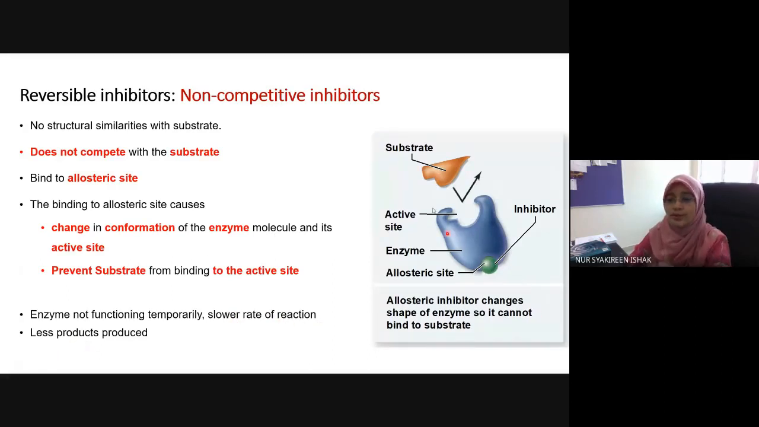So for this type of inhibition, you cannot overcome it by adding more substrate. It will not work.